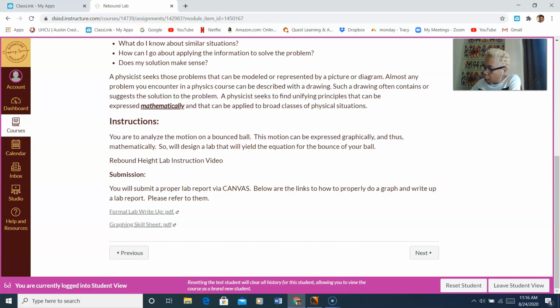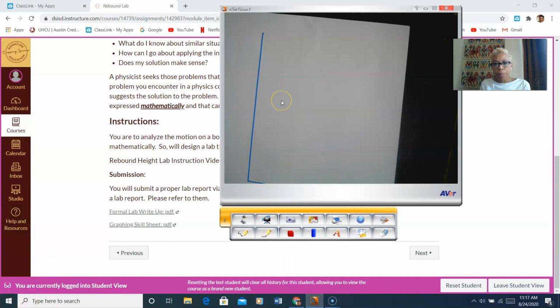And then you're going to graph the data. And hopefully you all know from Algebra 1 and from chemistry that your independent variable goes on the x-axis and your dependent variable goes on the y-axis. So let me share my document camera.